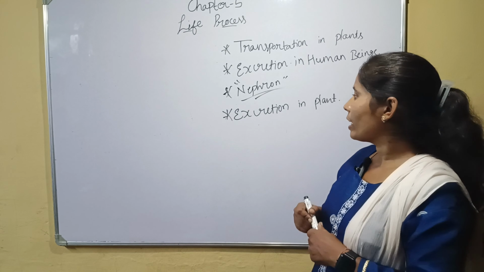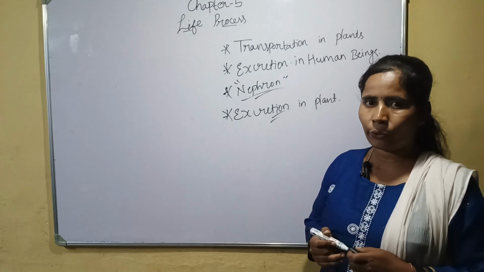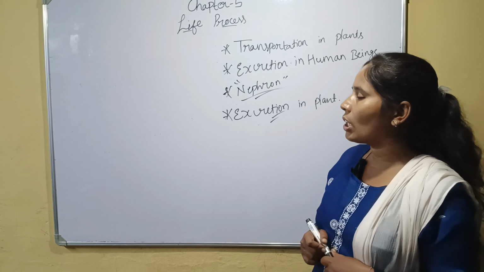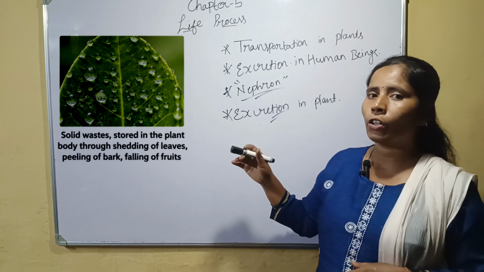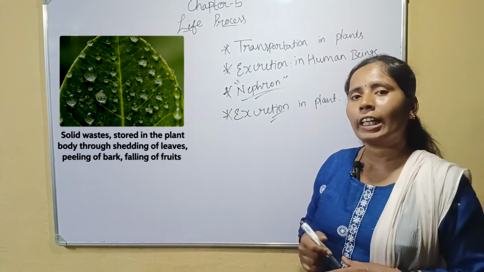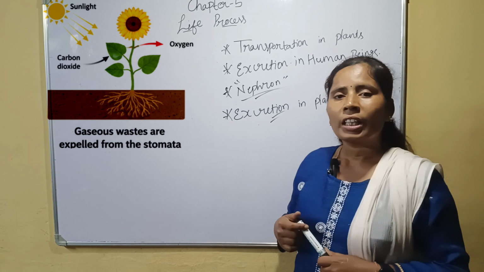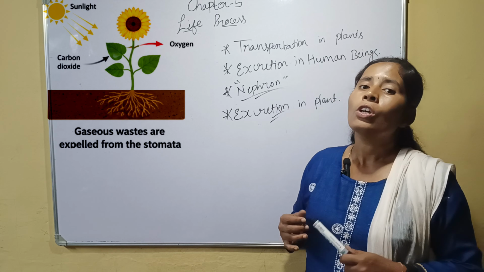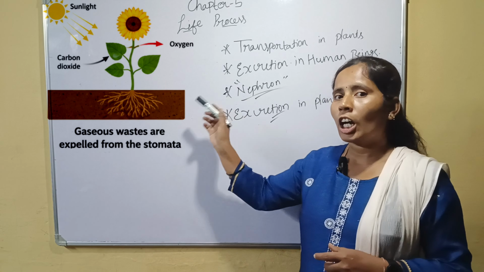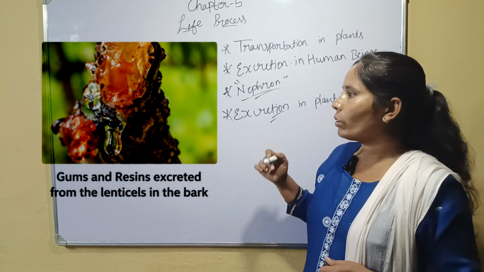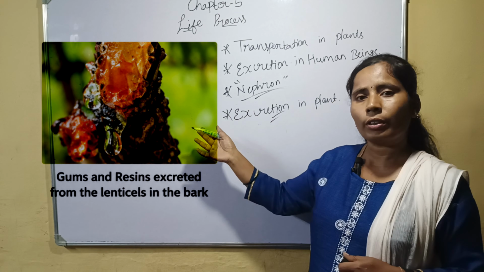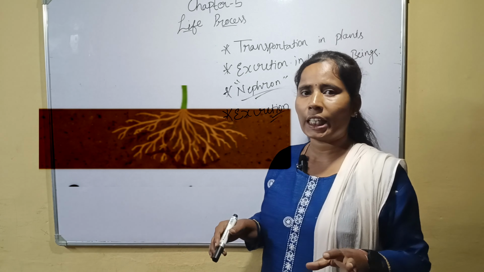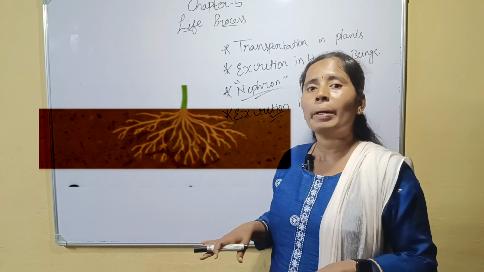This is also very important from the exam point of view. They may ask for 2 marks: write about excretion in plants. The first one, as you all know, is that dead cells are thrown out through the process called wilting of leaves. Second, during photosynthesis, oxygen will be removed. During respiration, carbon dioxide will be removed. Dead cells are also thrown out through the production of resins and gums, and some of the waste material is passed to the soil by the roots.